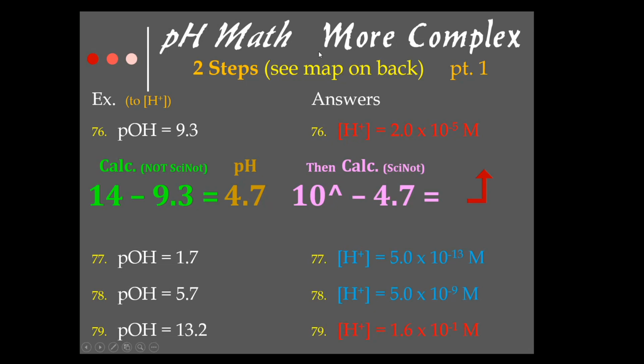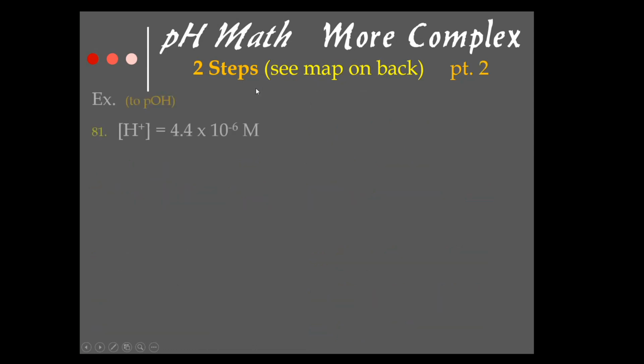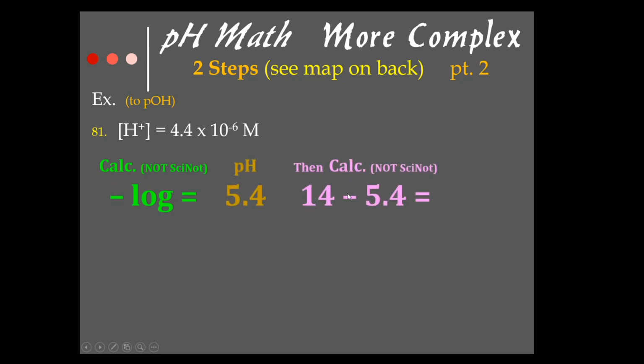So this is your 2 steps. Now, going the other way, if I have the concentration of H and I want to go to pOH, what I need to do is the negative log, because that will give me my pH. Once I have pH, I then do the 14 minus, which will give me my pOH.